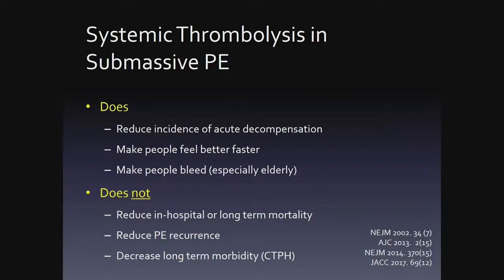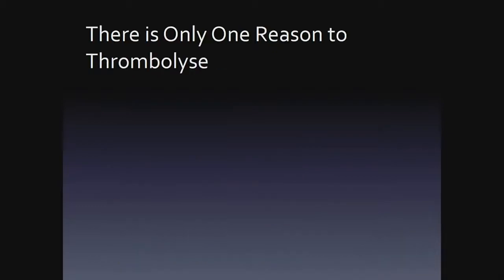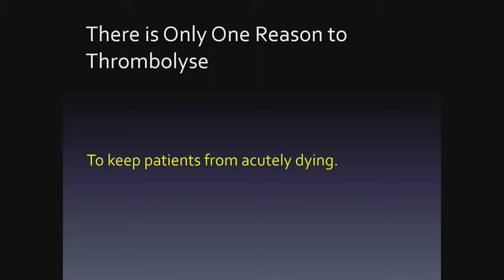Thrombolysis in submassive PE does not change long-term outcomes, does not reduce the risk that the patient is going to die. There is only one reason to thrombolyse a patient who has a PE, and that is to keep them from dying in front of you. That's it. That's the only reason.